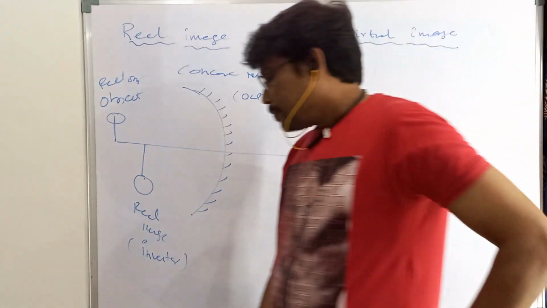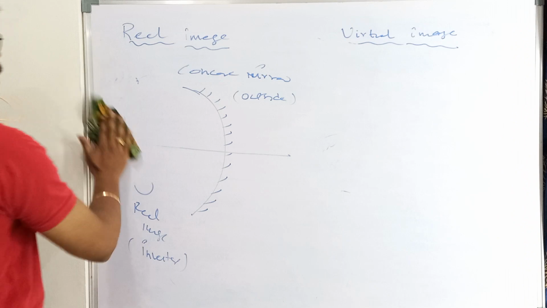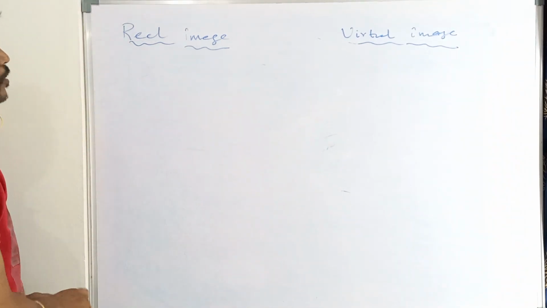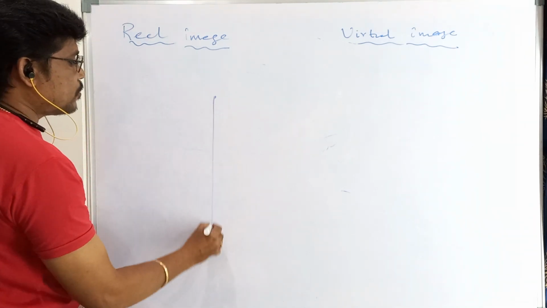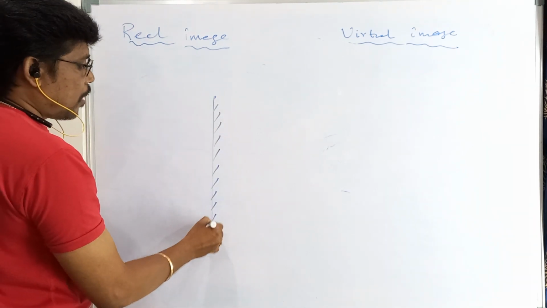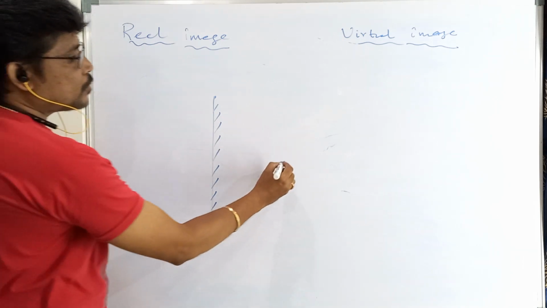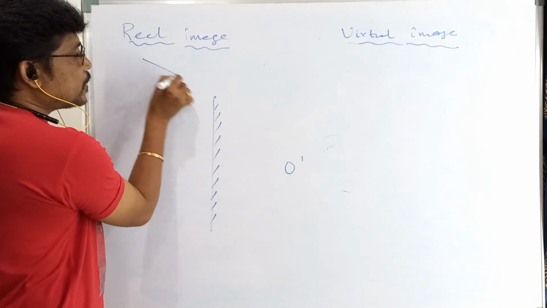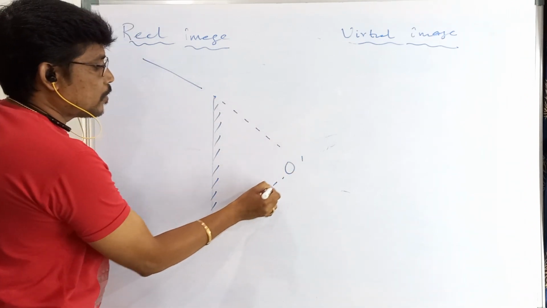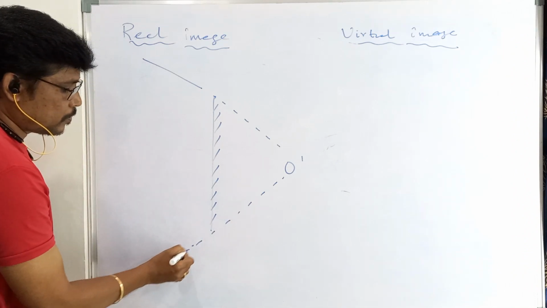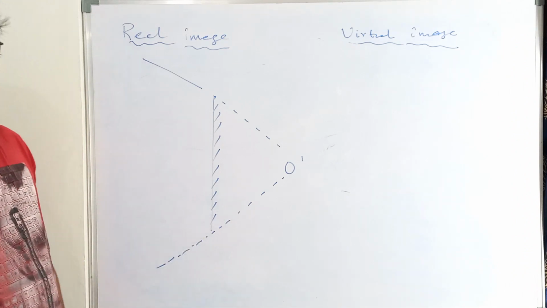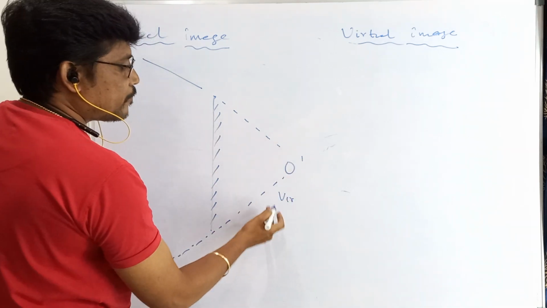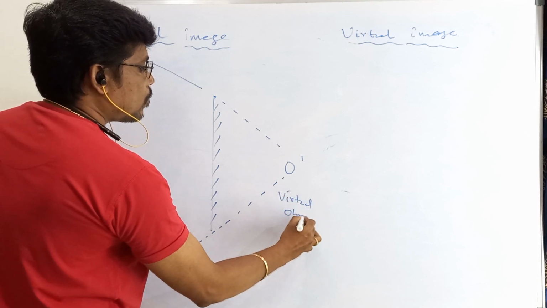Now let us see how a real image is produced in plane mirrors. As you know, this is a mirror. Just now we defined what a virtual object is. O dash is a virtual object. I told you that for a virtual object, the incident rays are converging.